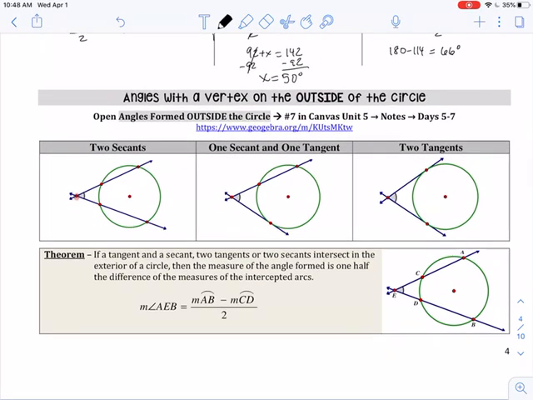Now we're looking at a vertex outside. Right, so all these examples: two secants, it's outside. A tangent and a secant, the vertex is outside. Two tangents, the vertex is outside. They're all going to be the same thing.